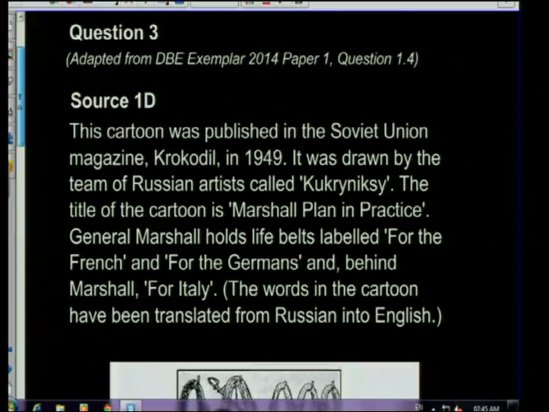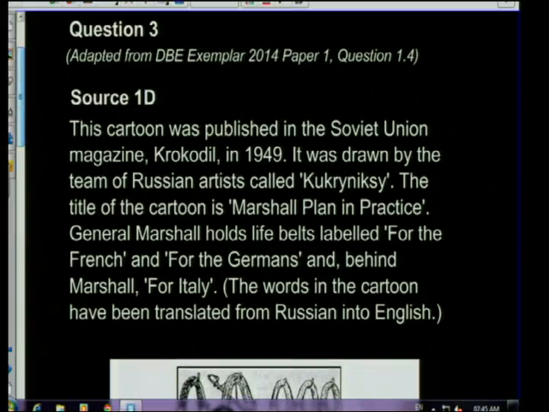And there are specific skills that you as historians need to know when you're analyzing a cartoon. Now again, we're going to start with the caption because that is very, very important. The caption tells you that the cartoon was published in the Soviet Union. I'm going to quickly underline that. It was published in the Soviet Union magazine. I'm not going to highlight all the rest of the information.